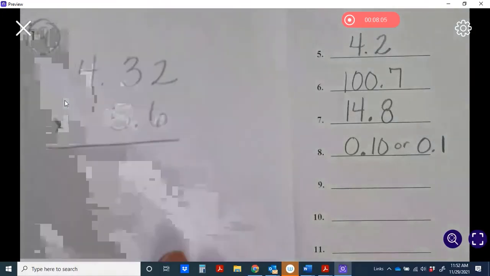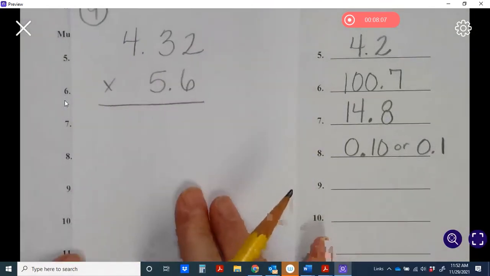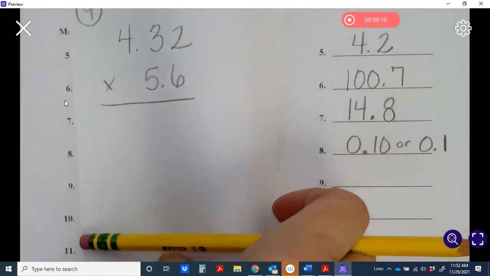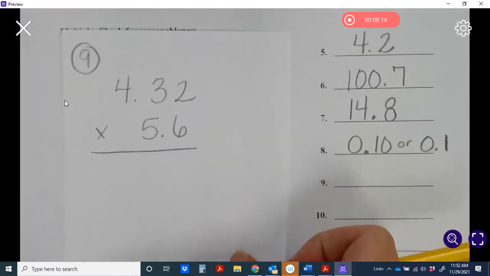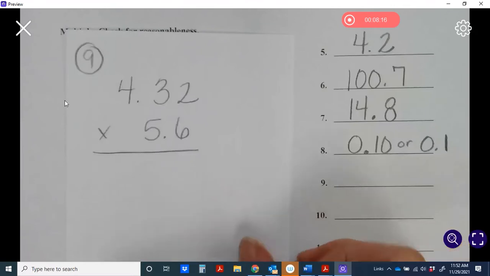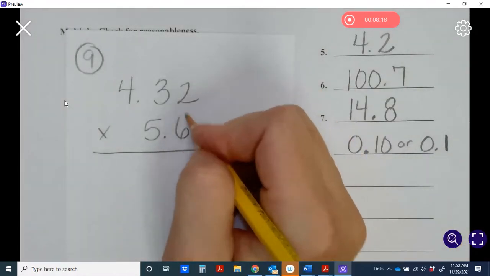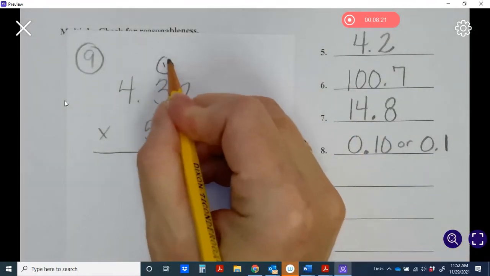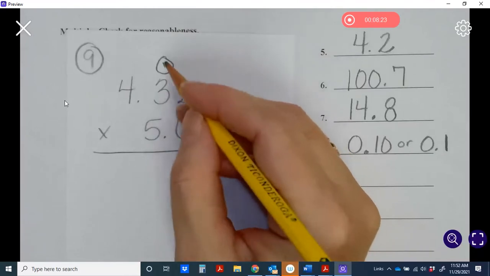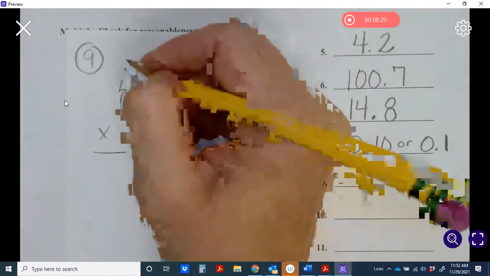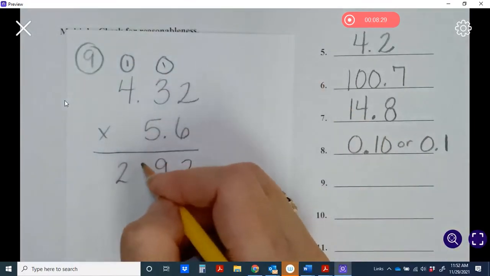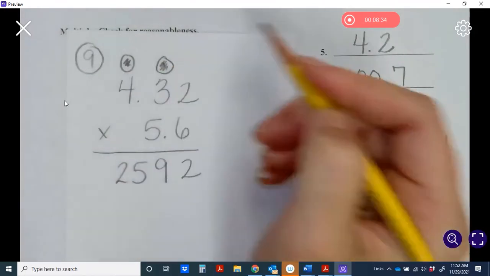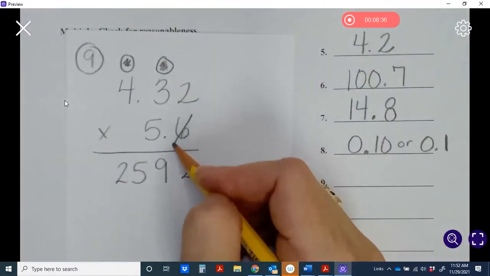Question number 9. Four 32 hundredths times 5 6/10. 6 times 2 is 12, carry the 1. 6 times 3 is 18, plus 1 is 19, carry the 1. 6 times 4 is 24, plus 1 is 25. I'm going to cross these out. I'm done multiplying by the 6, so I'm going to cross that out.